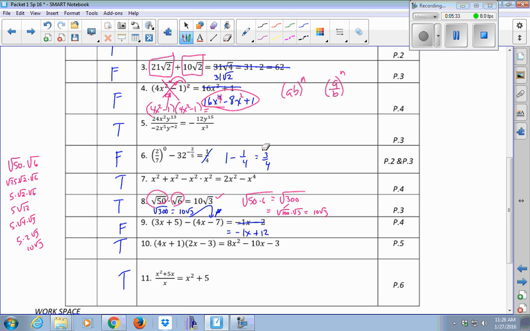So if you wrote false and you wrote 16x to the fourth plus 1, you're applying the exponent property when you shouldn't be applying the exponent property. So make a note for yourself that this is subtraction. Okay, well, let's take a look at this. Let's start really fresh here.